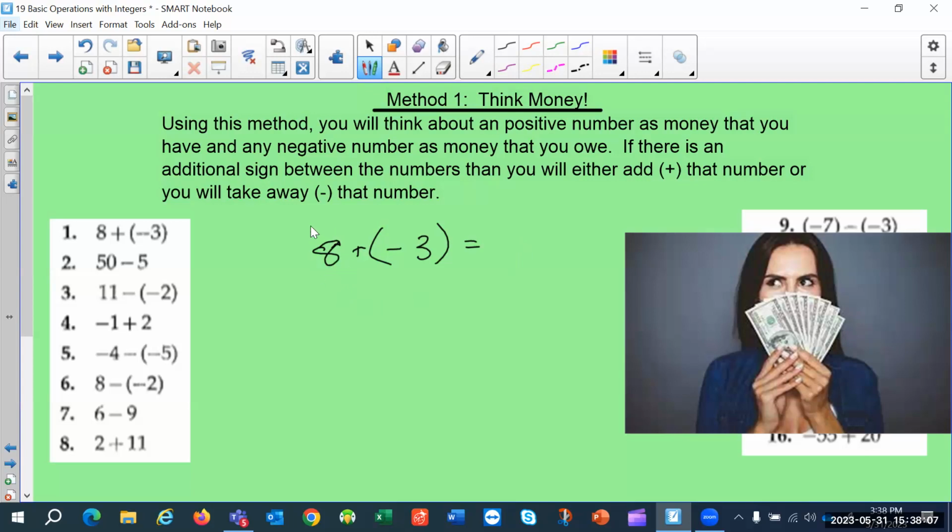Okay, so here's the way we're thinking about this. This is a positive number, so we have $8. We're going to think about the plus sign as the word "and," because that's generally what the plus sign tells us to do, which is put two things together. So we have $8, and this is going to be how much we owe. So we owe $3. We borrowed money from somebody. We owe $3 for something. So if you have $8 and you owe $3 and you pay off the $3 you owe, what do you have left? Well, you've got $5 left.